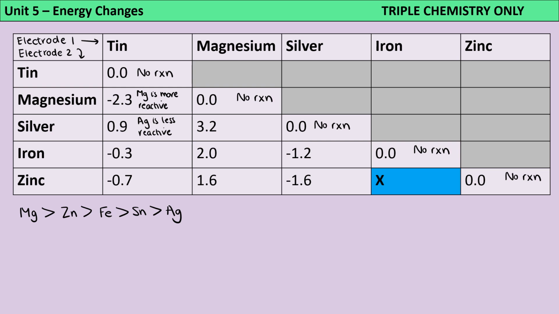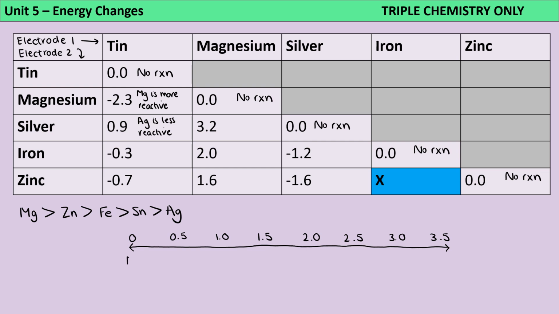Now, the other thing that you may be asked to do is to work out what the value would be of something that hasn't been measured. So here you can see I've got the blue box and I've called it X, that's what that is. Now, this can take a little bit of getting your head around, but I think the fastest way to do it is to just get everything on a number line. So I'm going to draw a number line and I'm going to compare everything to the most reactive metal. So if I compare magnesium to magnesium, that's giving me a value of 0. If I compare silver to magnesium, that's giving me a value of 3.2. So I can put each of these onto my number line.